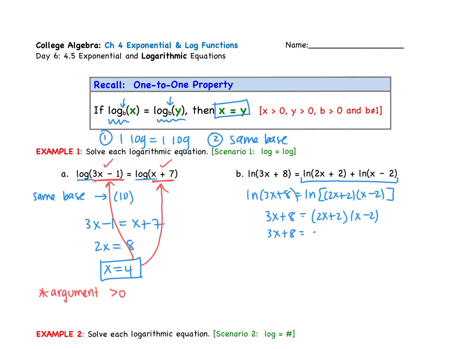So when we do that, we get 2x squared, add 2x, subtract 4x, subtract 4. What I'm going to do while I'm at it is I'm going to move the 3x and the 8 over. So I get everything set equal to 0. So I have 2x squared. So then 2x and a negative 4x is negative 2x. Negative 2x and a negative 3x is a negative 5x. And negative 4 subtract 8 is negative 12.